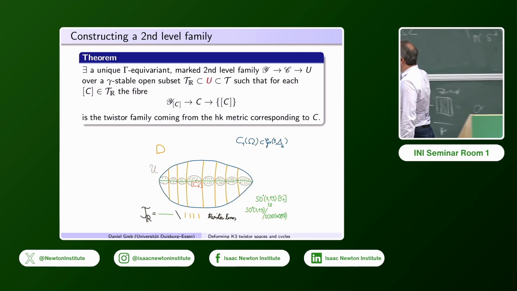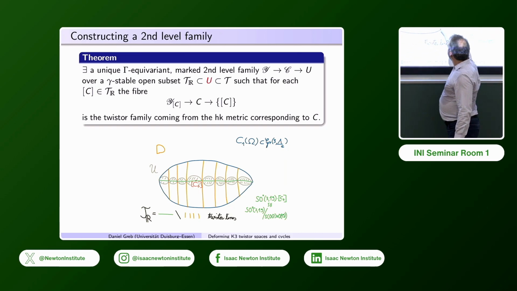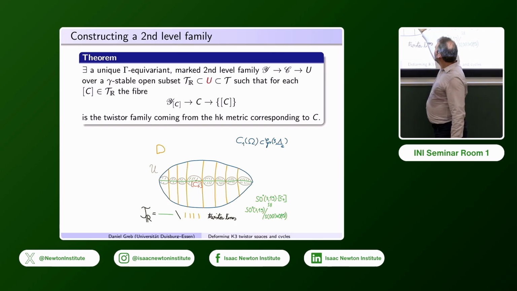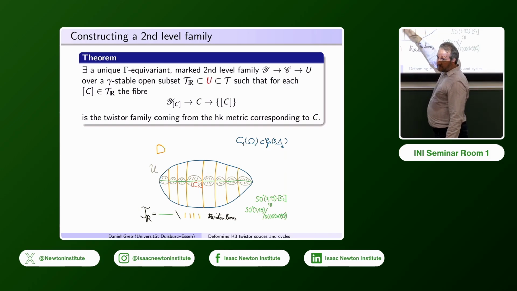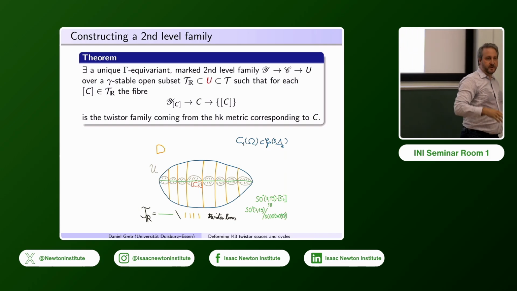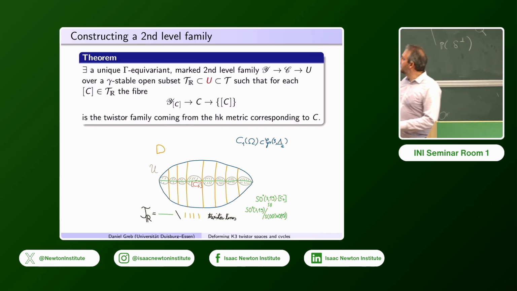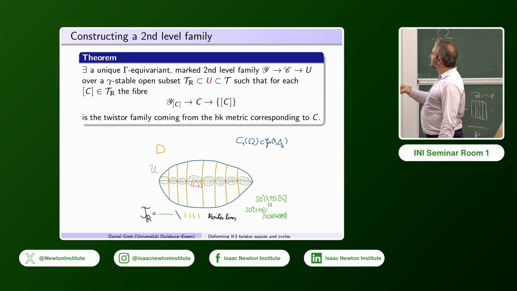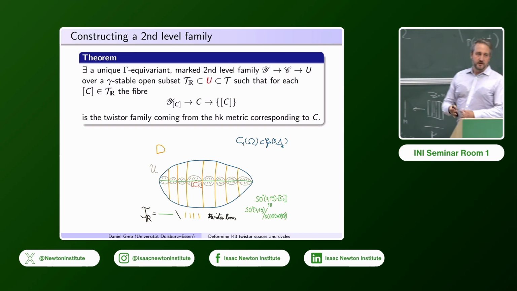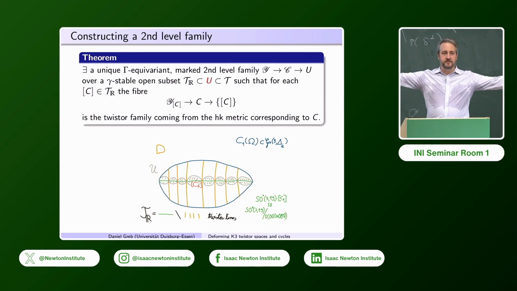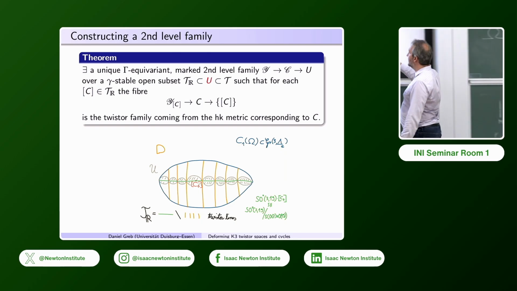Yeah, so it's actually known that if this point here in this cycle space, it characterizes the hyperkähler metric uniquely up to the action of gamma. So there you can say something like, is the twistor family coming from the hyperkähler metric corresponding to this point? Because that's well defined. And the theorem is that you can put all of these in a family.